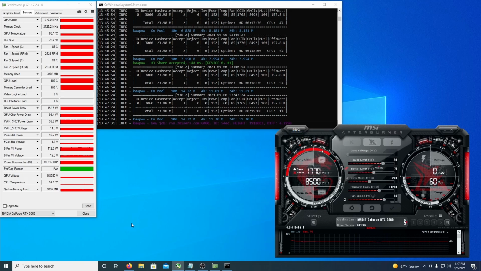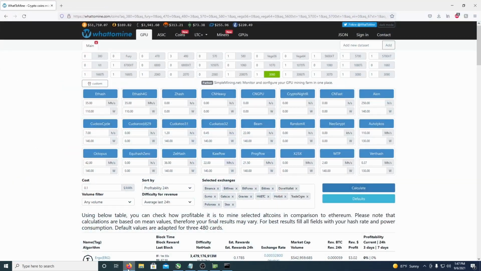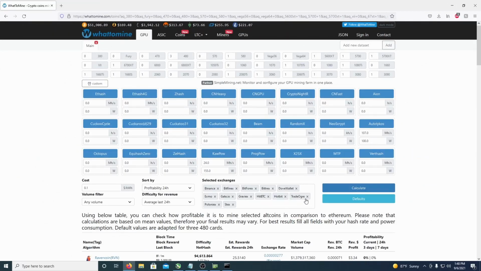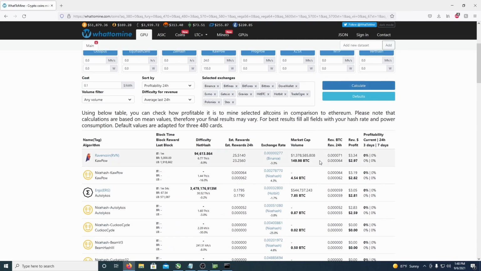So with 24 megahash a second, if we head over to whattomine.com here, I inputted 24 megahash on KawPow at 155 watts, and on Ergo, 107 megahash at 100 watts, 10 cents a kilowatt hour. Calculate this out, Ravencoin is making more per day. We're doing $3.34 of revenue and $2.97 of profit.